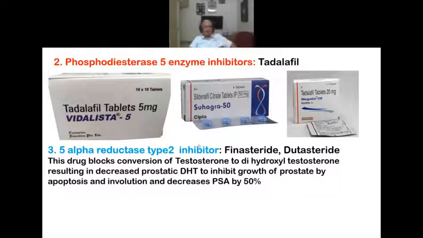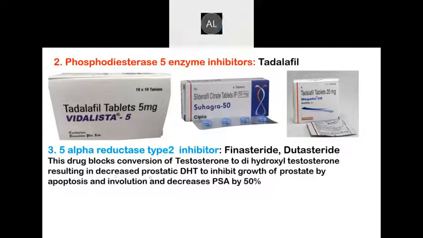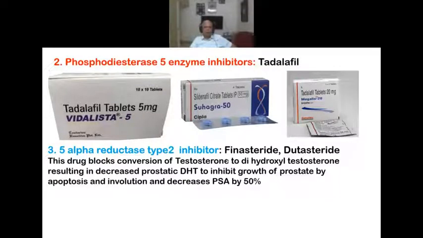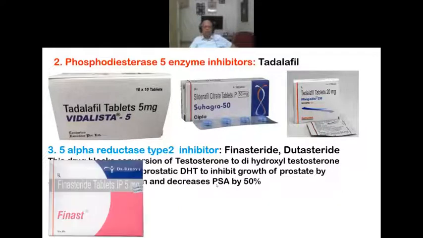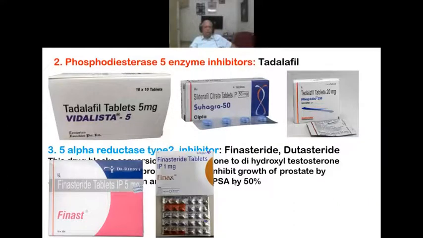And the third category is 5-alpha reductase type 2 inhibitors, which are finasteride and dutasteride. This drug blocks the conversion of testosterone to dihydrotestosterone, resulting in decreased prostatic dihydrotestosterone, which will inhibit the growth of the prostate. So in early cases, this drug may work well because it will prevent further increase in the size of the prostate. It is available as a 5 milligram tablet, finast, and also as a 1 milligram tablet.